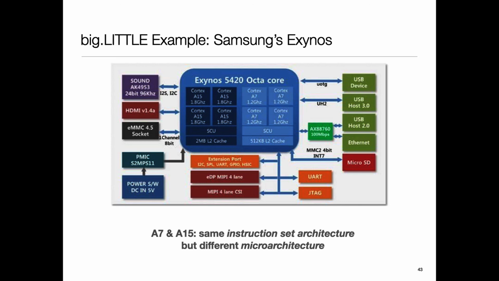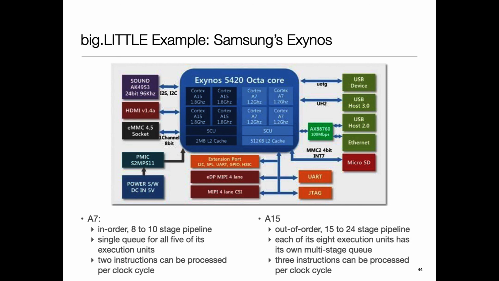Details don't matter, and this particular chip is several years old, but in this case they are using A7 and A15 cores. ARM's A series cores are what are called application cores, whereas the M series cores are for embedded users. A series cores have all the features you expect from a more general purpose processor. And A7 and A15, loosely speaking, A7 is simpler and A15 is bigger in a variety of ways. Same instruction set, but different microarchitectures. A7 is in-order, with 8 to 10 stage pipelines. Does anyone know what in-order means for processors?